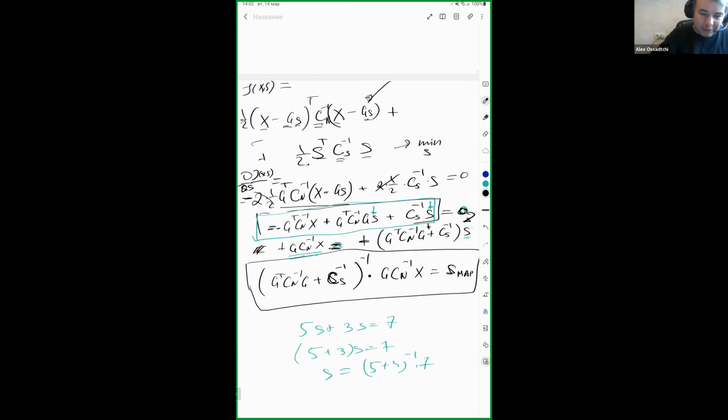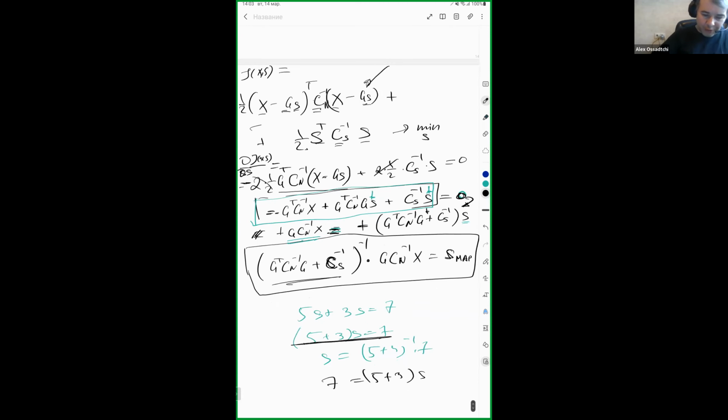And then that's it, right? You basically, this is the vector, this is a matrix, you take the inverse of this matrix here and multiply this guy from the left, like here, right? This is your story, right? Or just that is, we have S is equal to 5 plus 3, 7 S. So you take 5 plus 3 inverse multiplied by 7, and that is your S. That's what we did here. And this is your S. This is a vector.